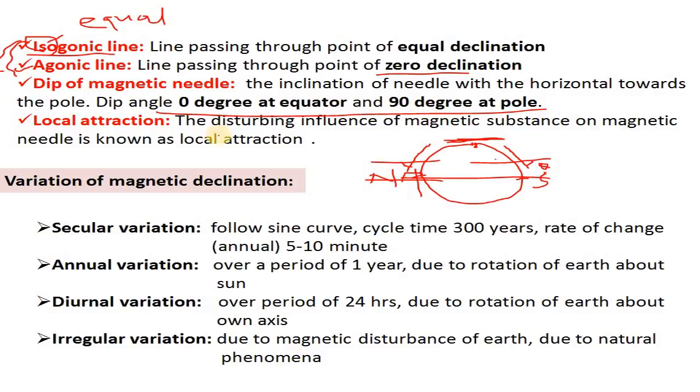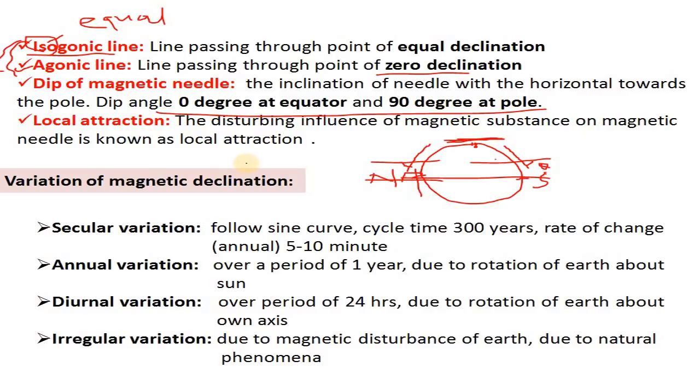Next term is local attraction. What is local attraction? For measuring bearing, you use the magnetic compass, which consists of a magnetic needle. The magnetic needle is affected by some magnetic substances. Due to the influence of magnetic substance, the magnetic needle will not orient in the actual magnetic north and south direction. Then if you take the reading from that, it will not give the actual magnetic bearing. The substance which influences the magnetic needle is called local attraction.